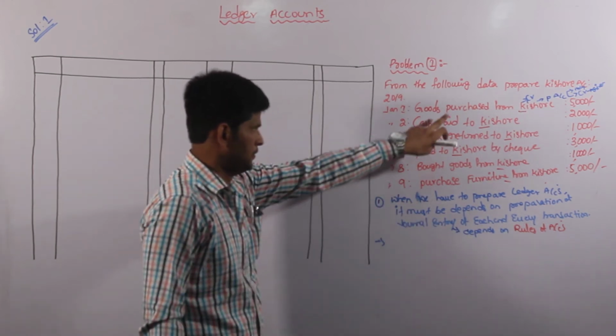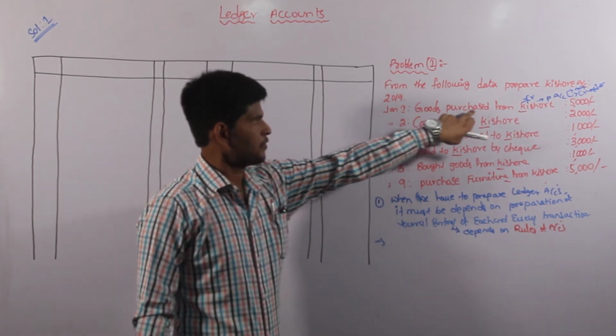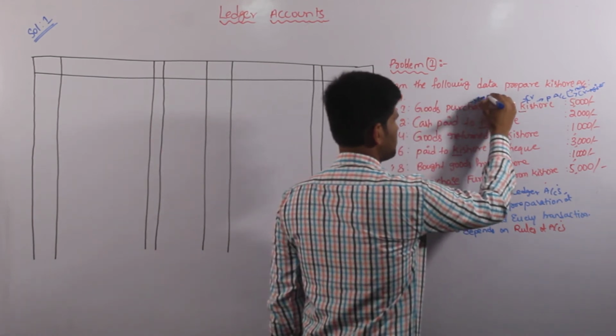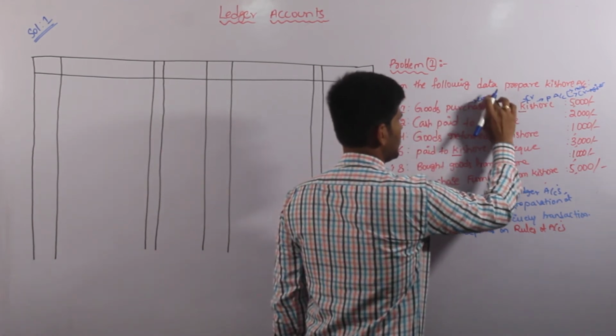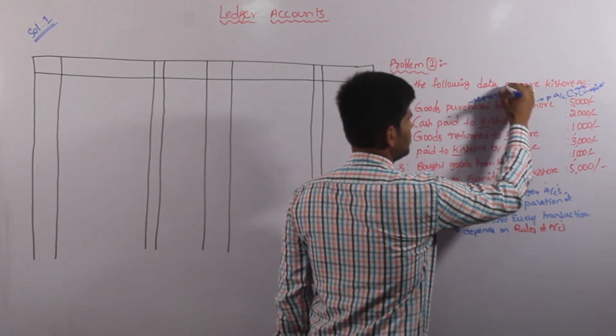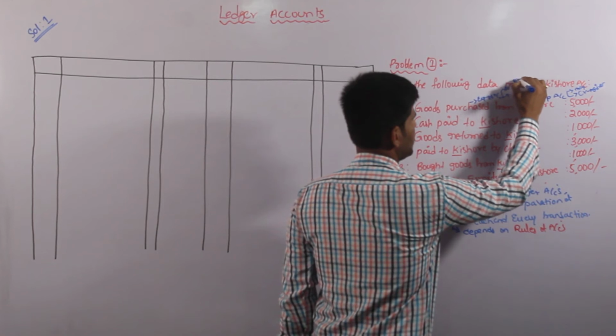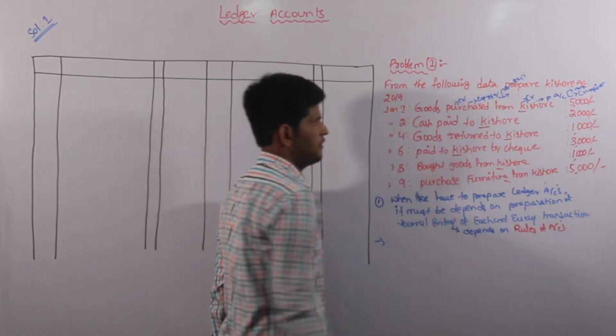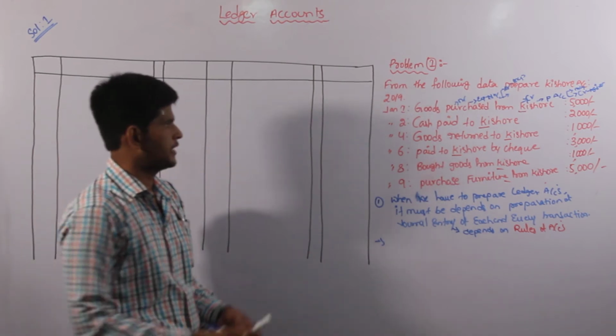And goods purchase. Purchase is nothing but expenses. Expenses go to nominal account. Under the nominal account, on the debit side we have to enter expenses. So we have to mark this as debit. So two entries are completed.